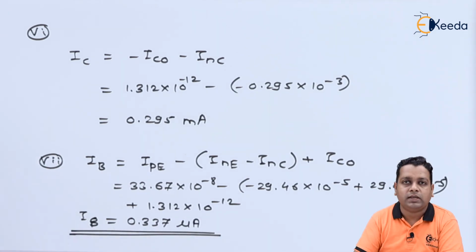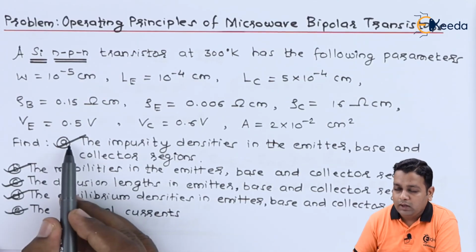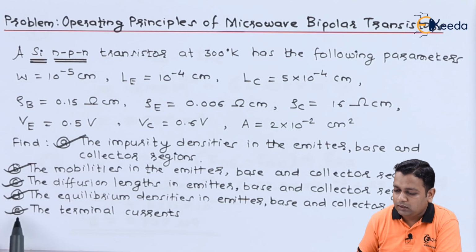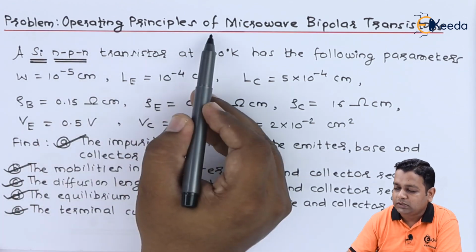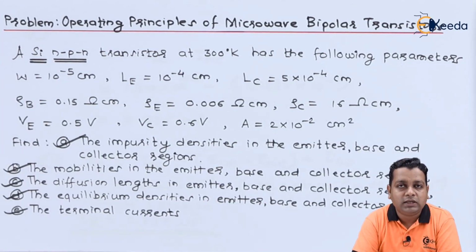So this is the answer. Here we are covered with all the answers for part A through part E for operating principles of microwave bipolar transistors. By the next lecture, we shall be addressing the amplification phenomena for microwave bipolar transistors.